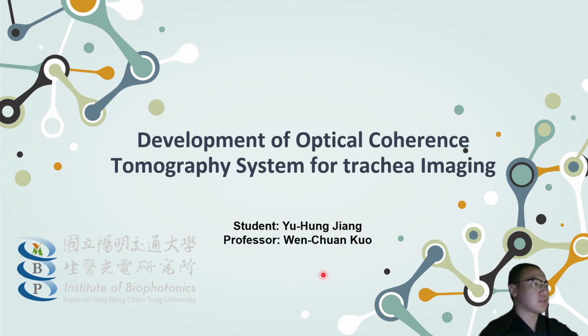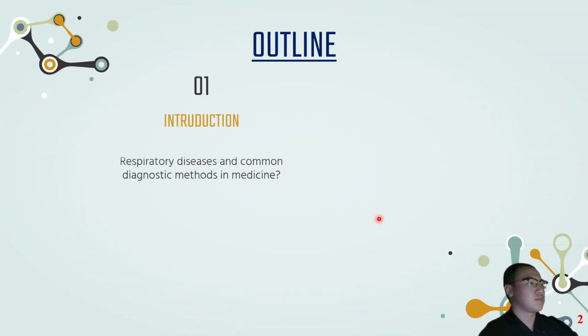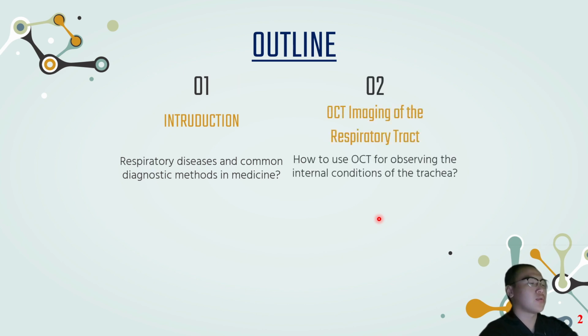Today my speaking topic is about the development of the optical coherence tomography system for trachea imaging. In my outline, first, in the introduction, I will tell you about respiratory disease and common diagnosis methods in medicine. Second, I will tell you about the OCT image of the respiratory tract and how to use OCT for observing the internal conditions of the trachea.